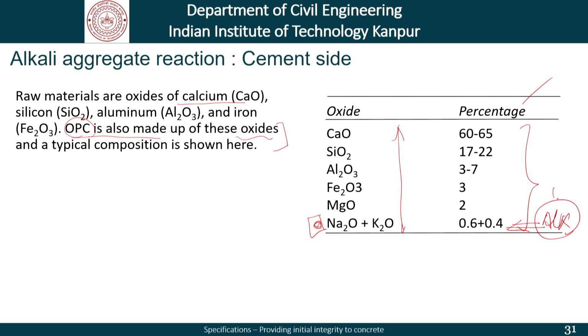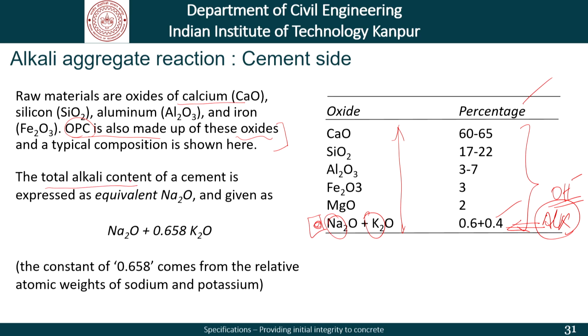Alkali in this case is not so much the hydroxyl ions, but the sodium and potassium, that is, the alkali metals. Now, these alkali metals are present in cement as impurities and find their way into the cement through the manufacturing process. The total alkali content of a cement is expressed in terms of equivalent Na2O, which is given as Na2O plus 0.658 times K2O, and this 0.658 comes from the relative atomic weights of sodium and potassium.